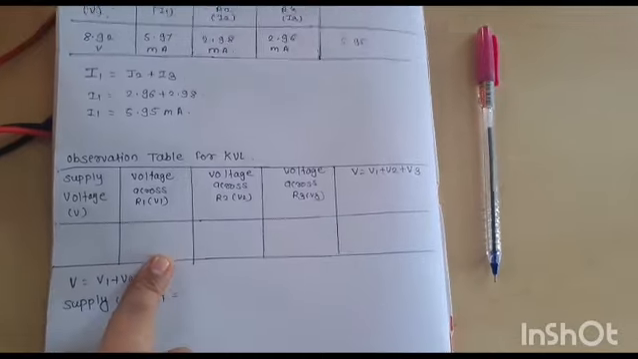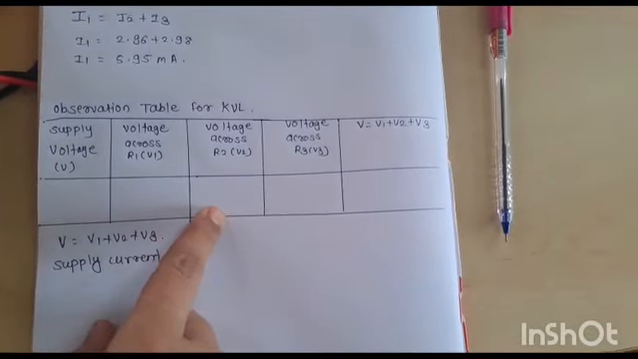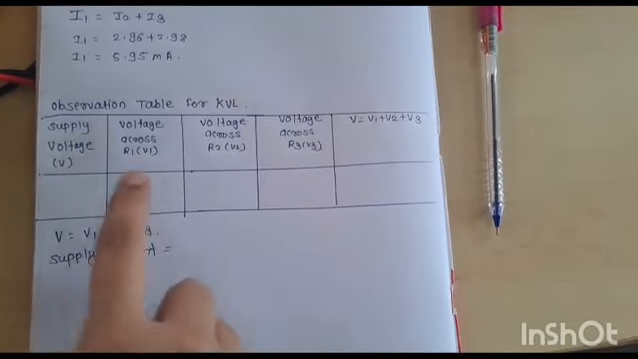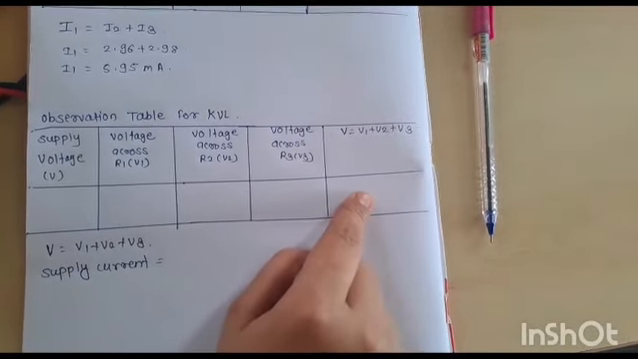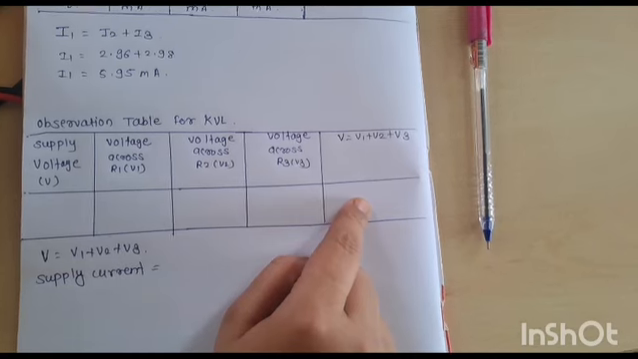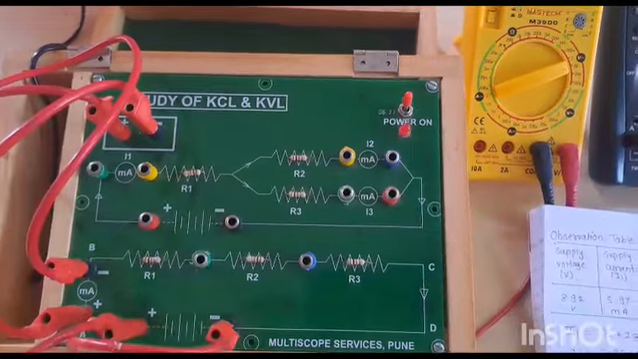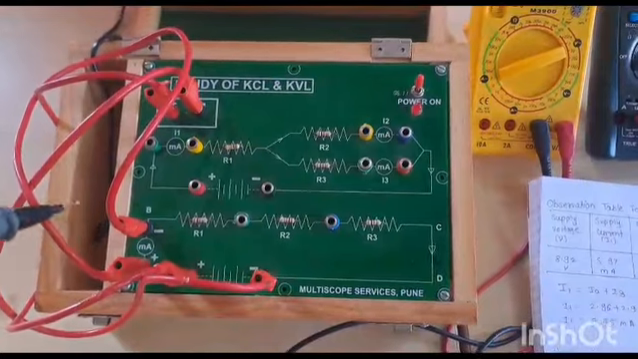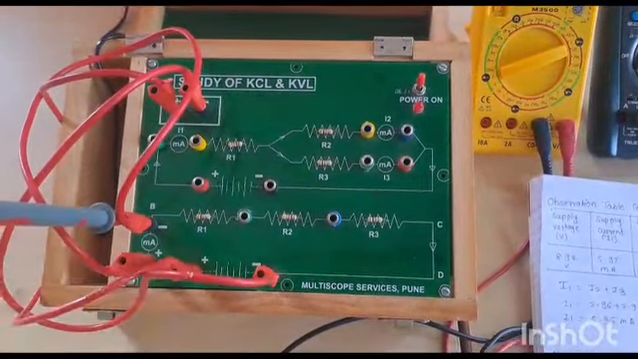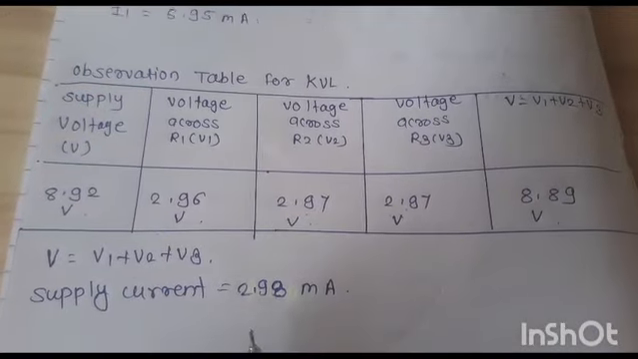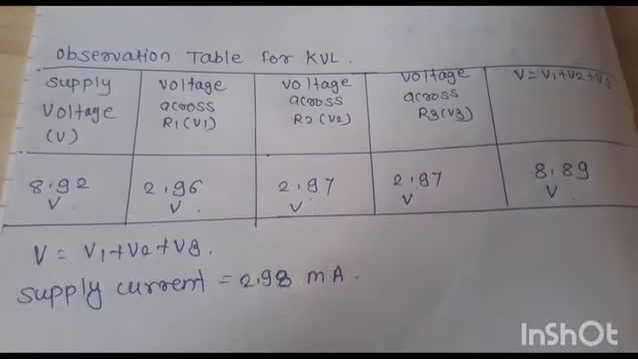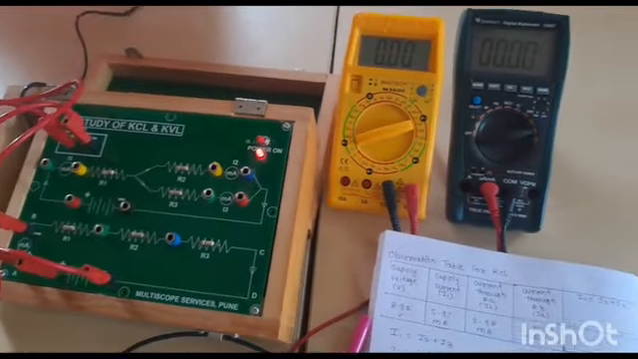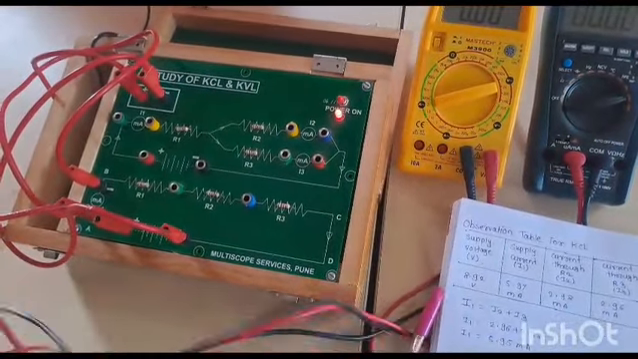This is the observation table for Kirchhoff's voltage law. We have to calculate the supply voltage and the voltage across R1, R2 and R3, and the summation of all the voltage drops in a closed circuit. Now we have to take the reading of current flowing through the circuit. The current flowing through the circuit is 2.98 milliampere. We have to calculate the voltage drop across the circuit.